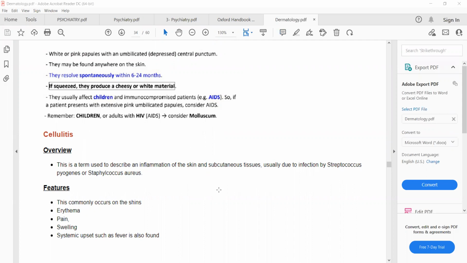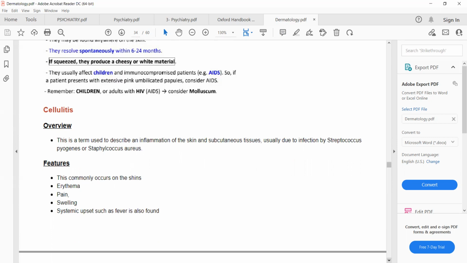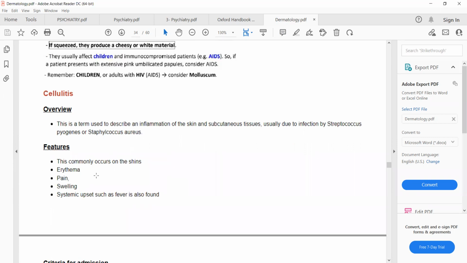is called cellulitis. Because it's an inflammation of the skin and subcutaneous tissue, signs of inflammation such as erythema, pain, swelling, and systemic upset such as fever may also be found. Cellulitis is common on the shins. So if someone presents to you with erythema, pain, and swelling on the shins, then you will suspect cellulitis.